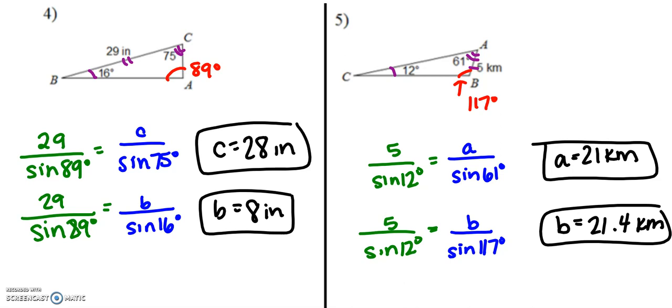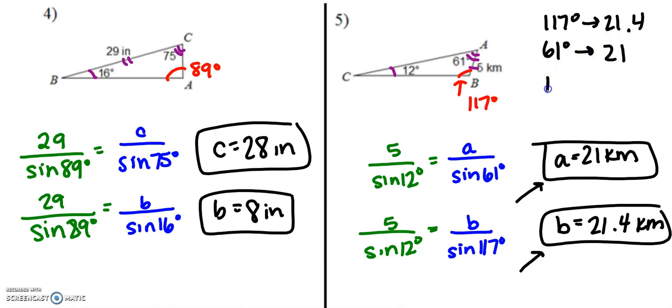I want to talk real quick about this over here, because when we talk about the biggest angle on the biggest side, 117 degrees is across from 21.4, and then we had 61 is across from 21, and then we had 12 is across from 5. And you're probably thinking, well, Ms. Schwartz, the 117 is way bigger than 61, but 21.4 is not that much bigger than 21. And I agree with you.